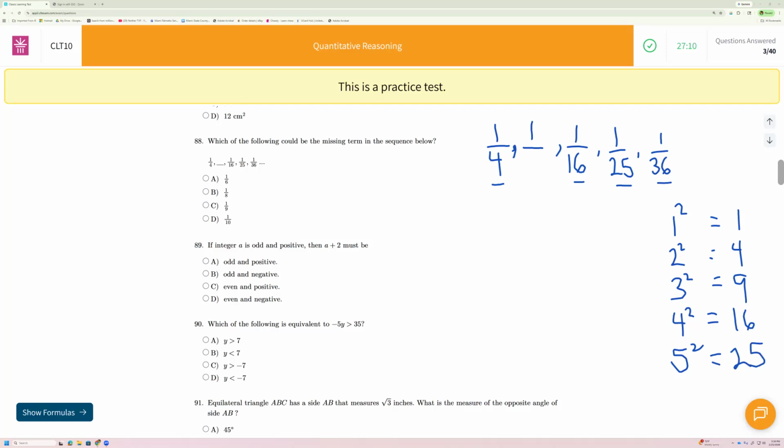So these numbers are beginning to look very familiar. I have the 4, I have the 16, and the 25. I know that 6 squared is 36. That means that the number that is missing is 9. So my answer must be 1 over 9, which is going to be a fraction here. Option C.